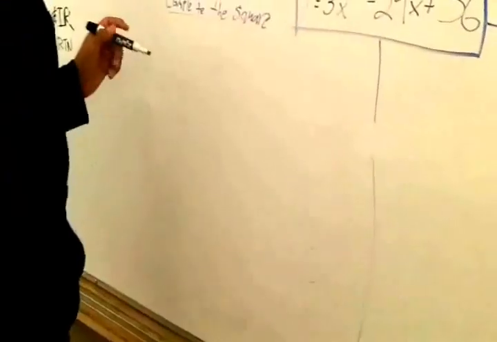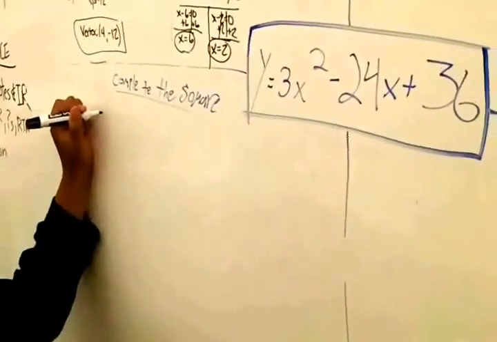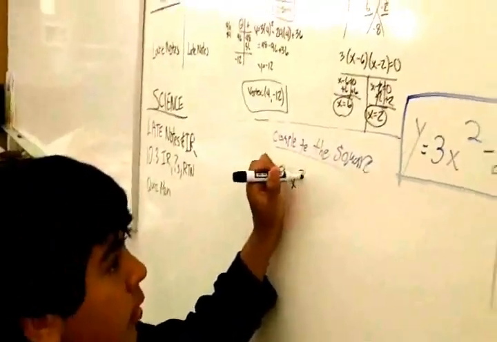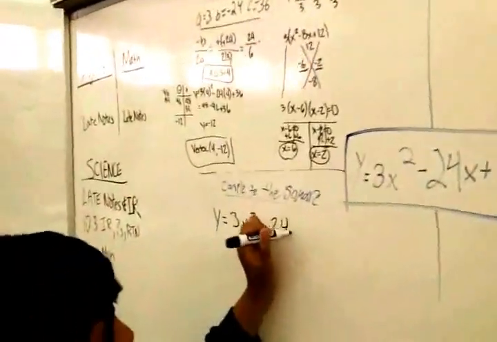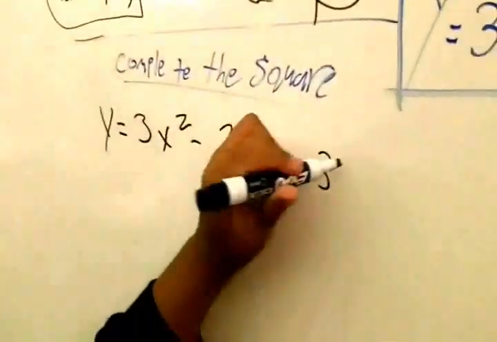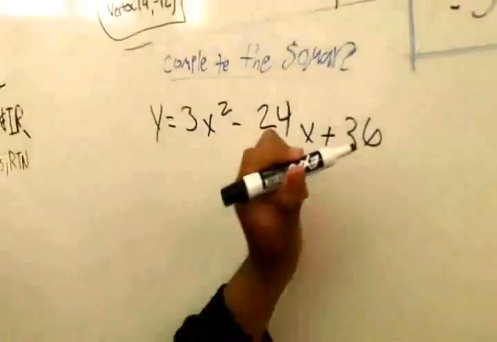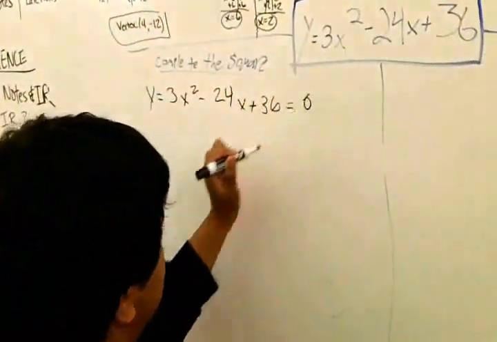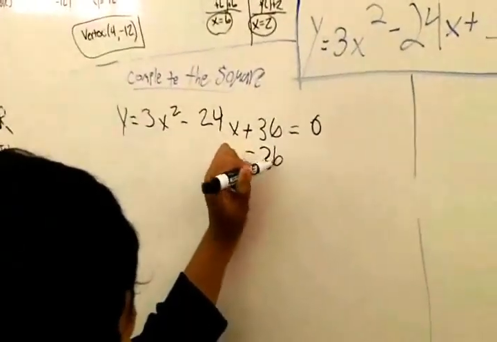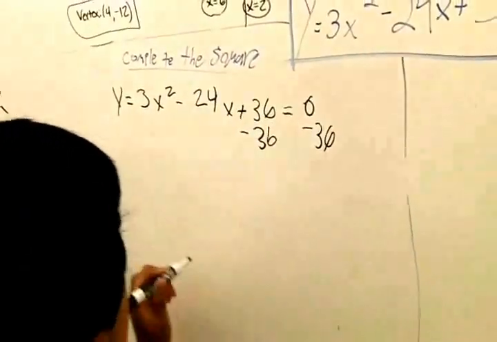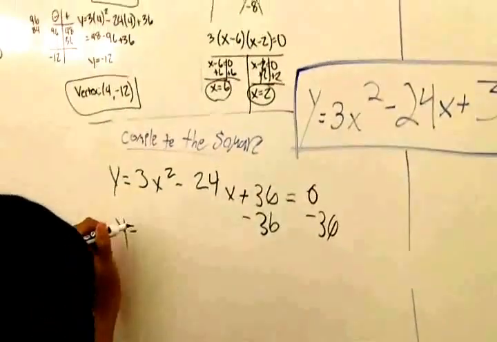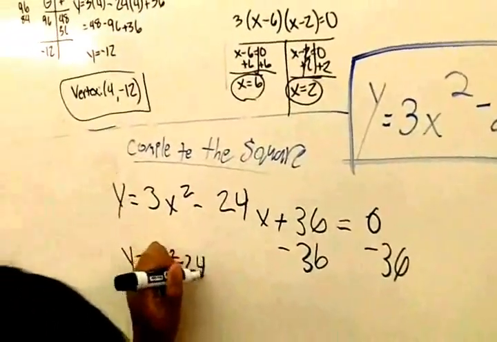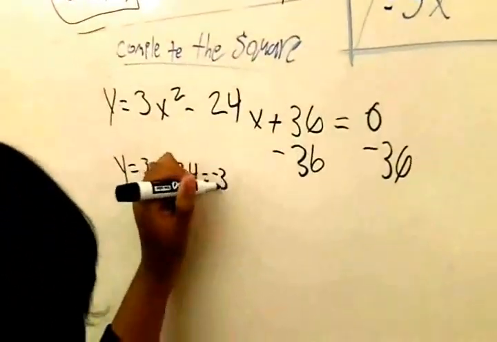Alright, now complete the square. Go. So y equals 3x squared minus 24x plus 36. First you set it equal to 0, so you subtract 36 and put it over there. So it's 3x squared minus 24x equals negative 36.